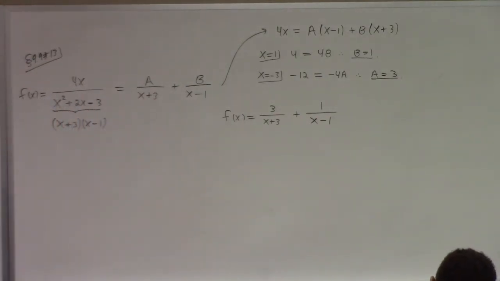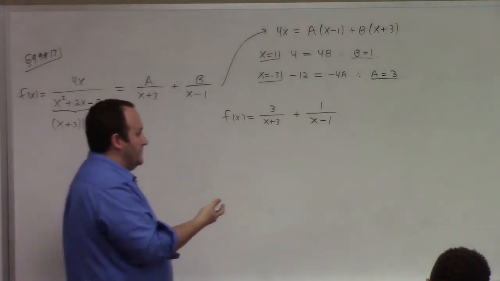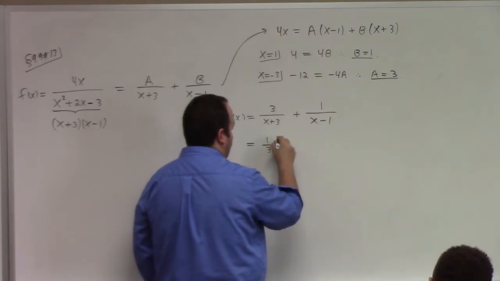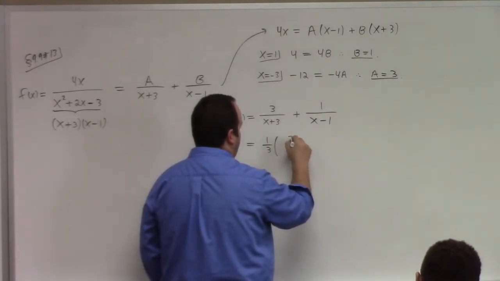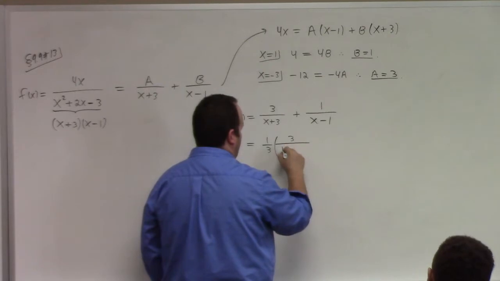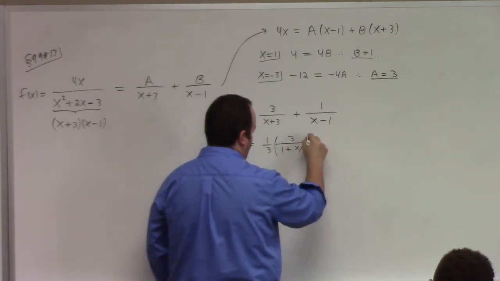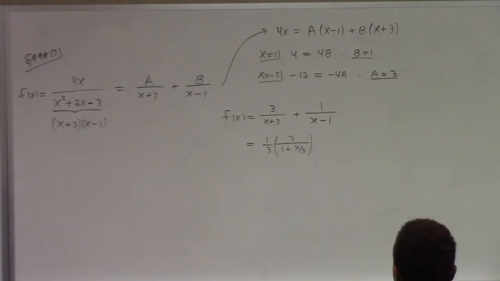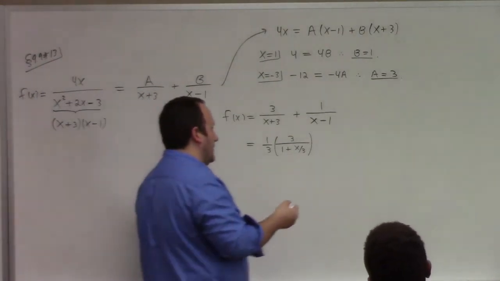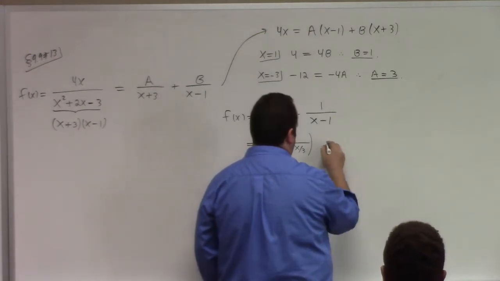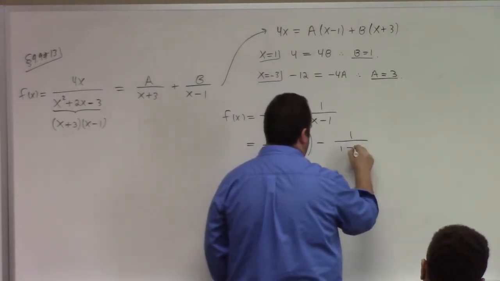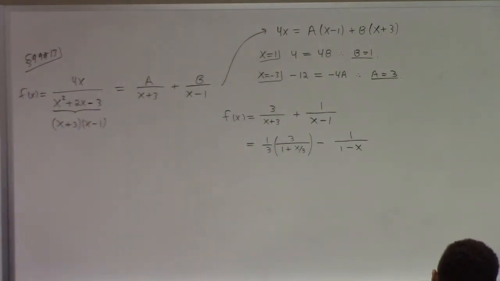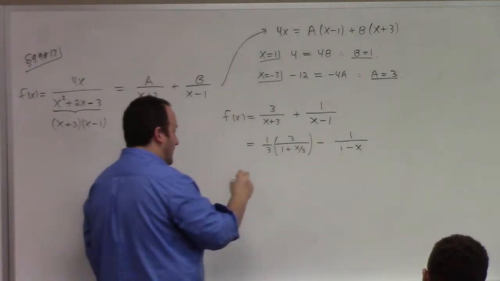Well, that's not bad then, because I can use the geometric series on each piece here, right? Just got to use your imagination a little bit. This is 1/3 of 3 over 1 plus x over 3, right? So I factored a 3 out of the denominator. Of course, those 3's cancel, right? And this one, well, that's just minus 1 over 1 minus x. That's about as simple as you can get for geometric series. And so here you have it.